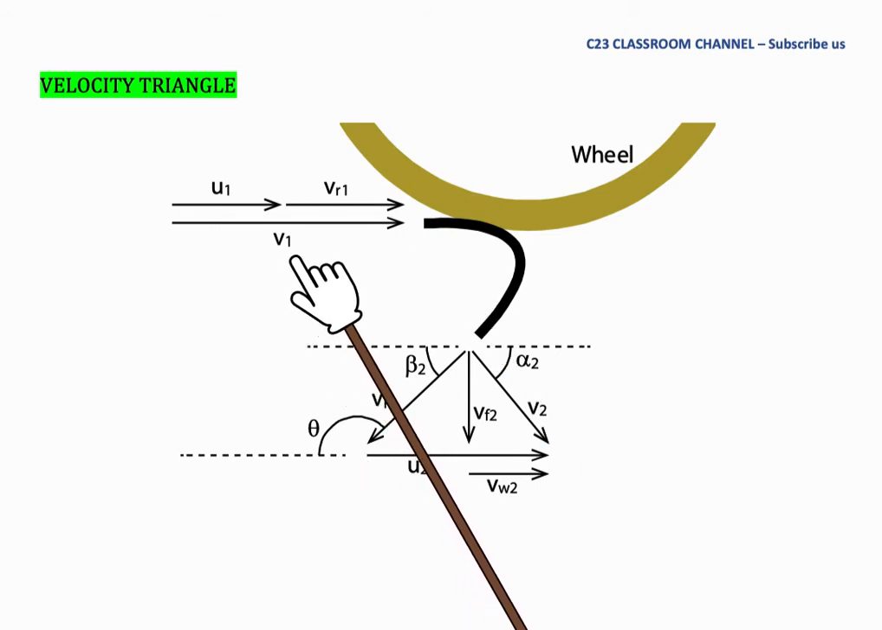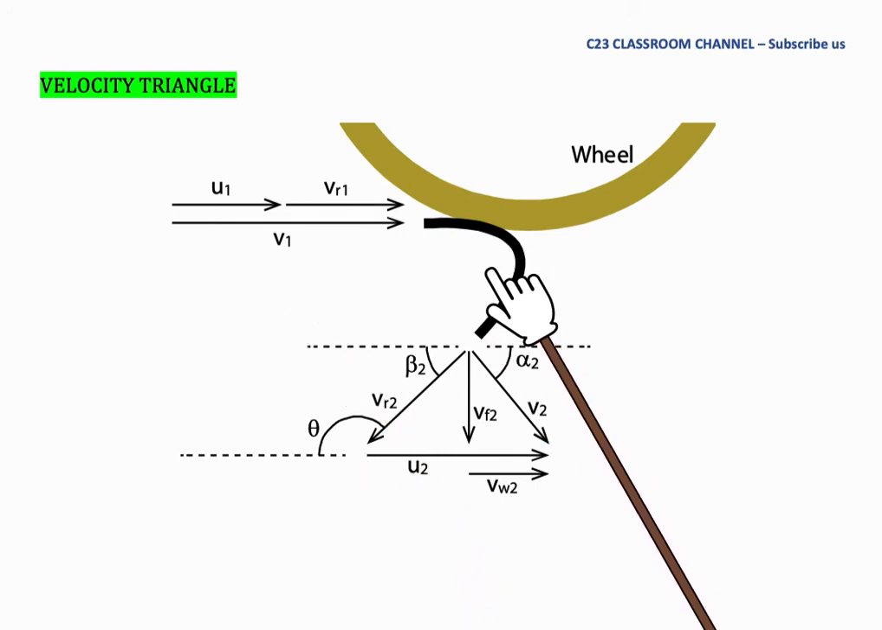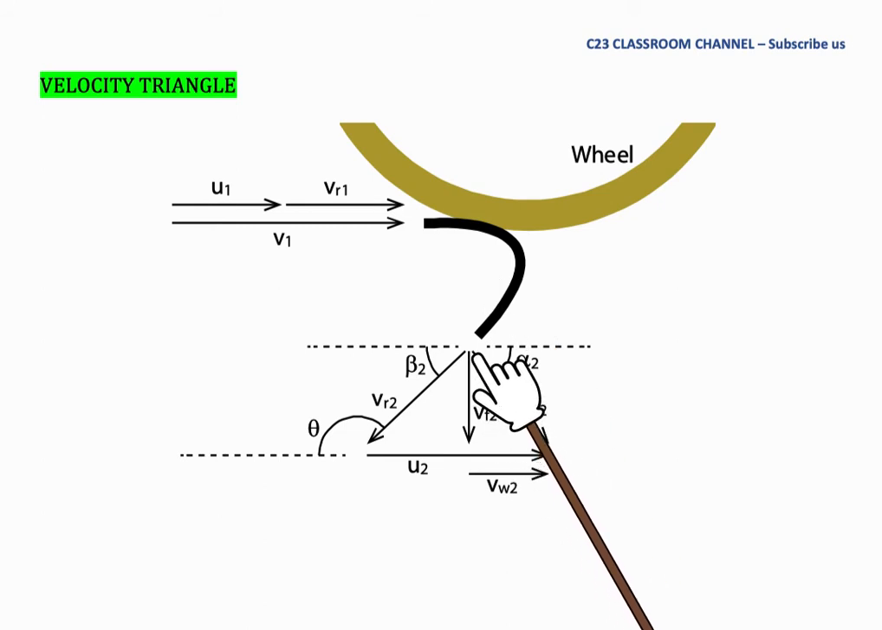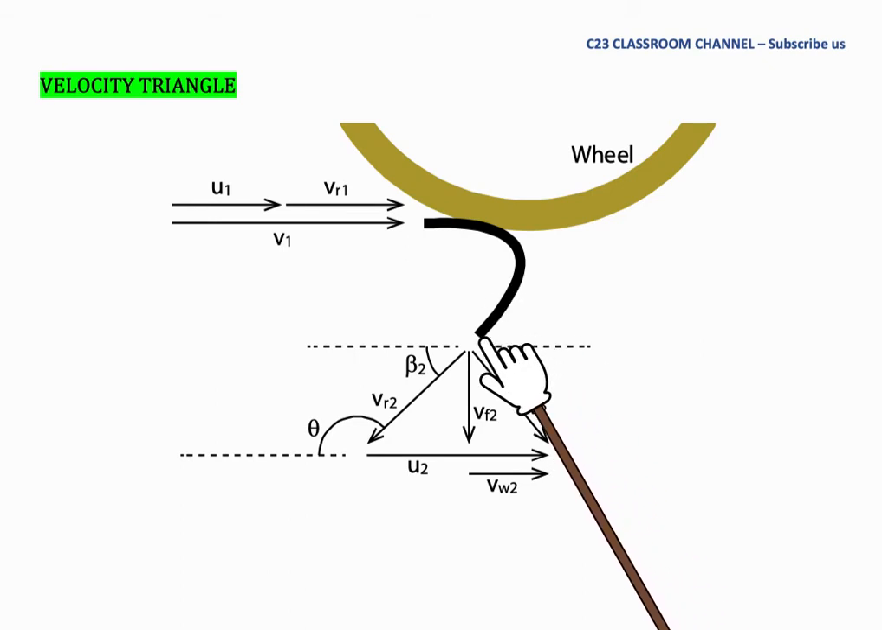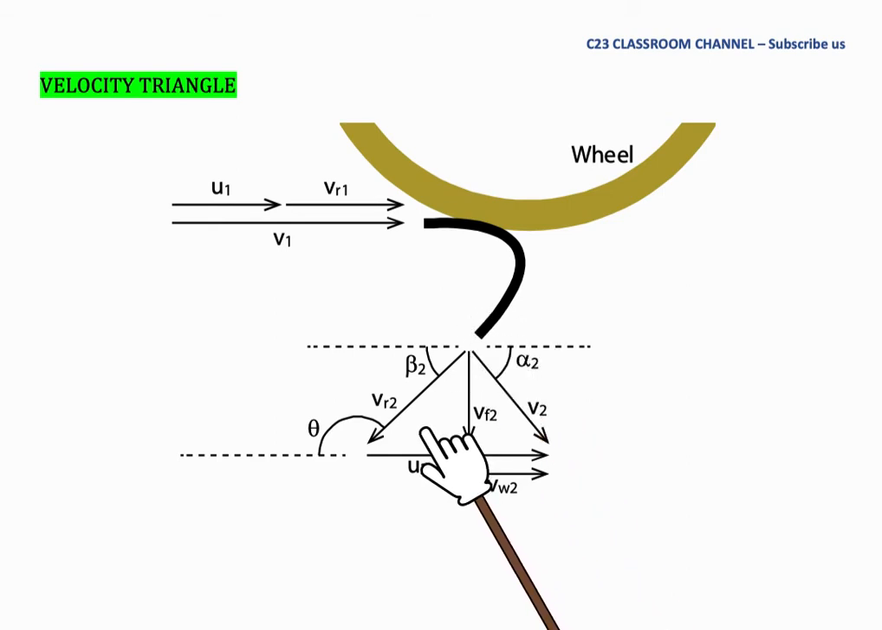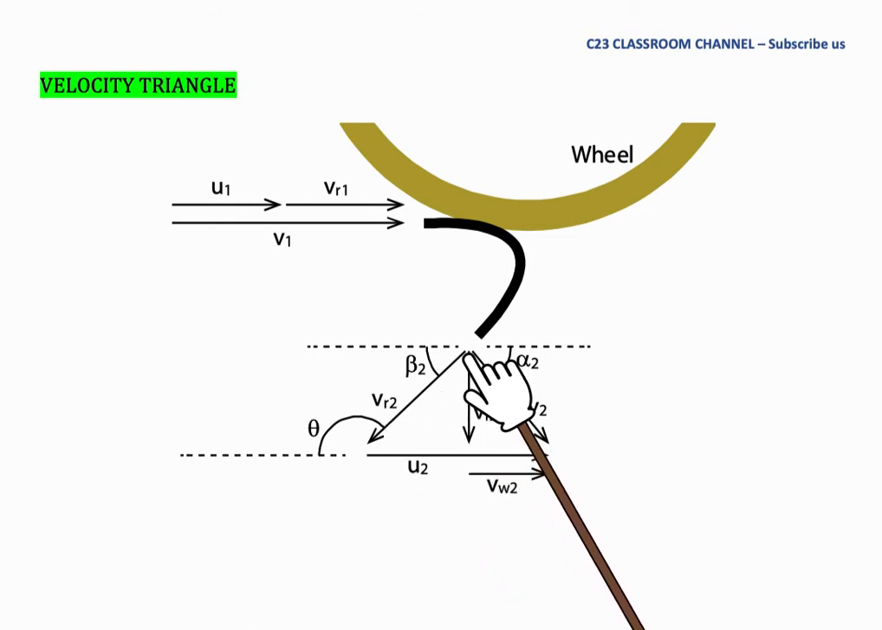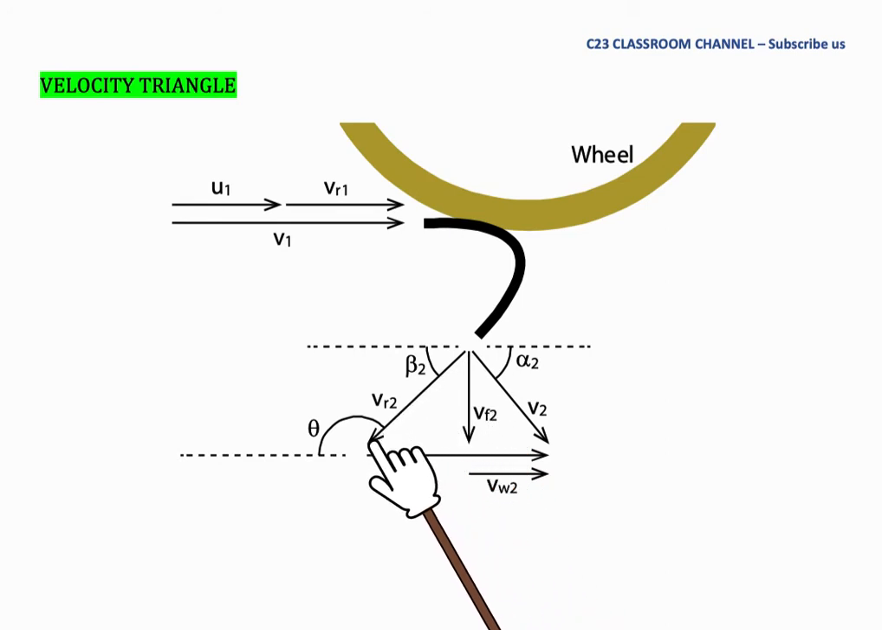Then, after the water jet hits the bucket, we assume that the absolute velocity at outlet will flow like this. This is the V2 direction, the absolute velocity at outlet. Then, because at the outlet the angle is normally 165 degrees, we draw the relative velocity at outlet like this. And then it continues with the tangential velocity U2 like this.